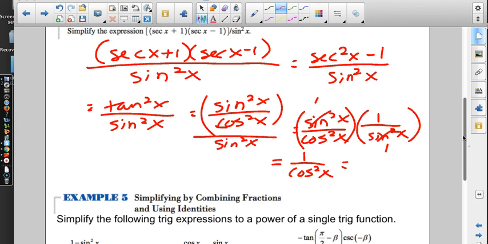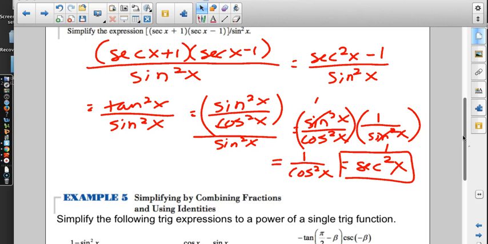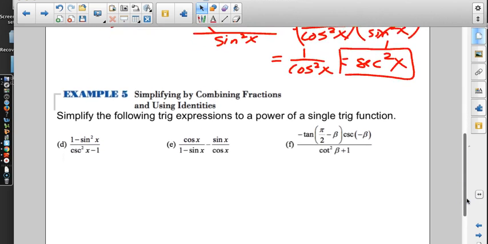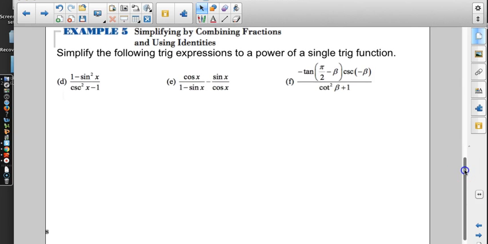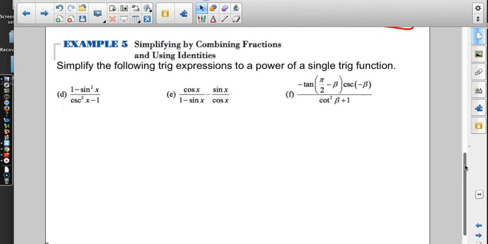1 over cosine is what? Secant squared x. Oh, that's about simplifying. Got it. Single power of a trig function. Simplifying by combining fractions and using identities. Fractions are tricky because sometimes you're going to see what you need to see by putting the fractions together. Sometimes it's breaking them apart that actually helps you.